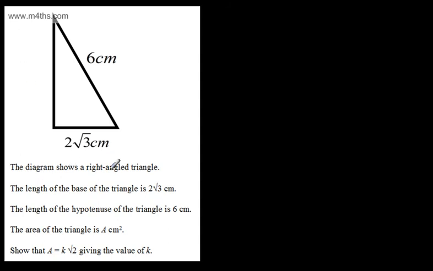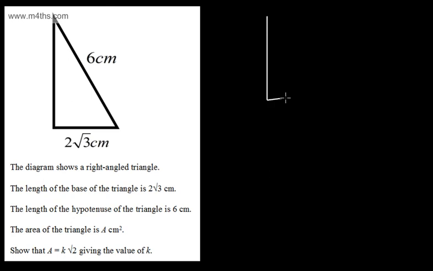The diagram shows a right angle triangle. The length of the base of the triangle is 2 root 3 centimetres. The length of the hypotenuse of the triangle is 6 centimetres. The area of the triangle is a centimetres squared. We need to show that a is equal to k root 2, given the value of k. Let's just draw a quick sketch. So we've got a right angle triangle.